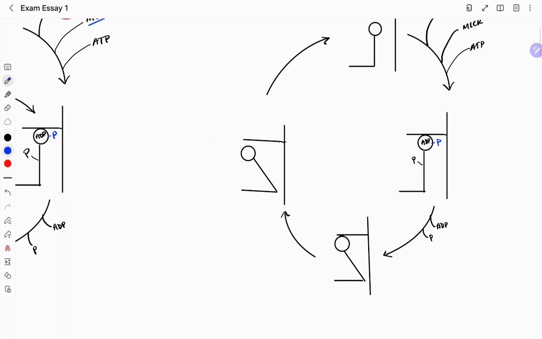But now here we have MLCP that's going to be active. And remember, it's a phosphatase, so it's going to remove phosphate. So now we have just this bare myosin that has been uncocked. And as usual, ATP is going to try to come in here.